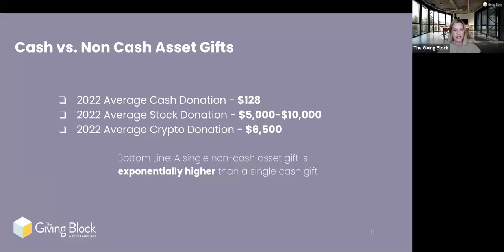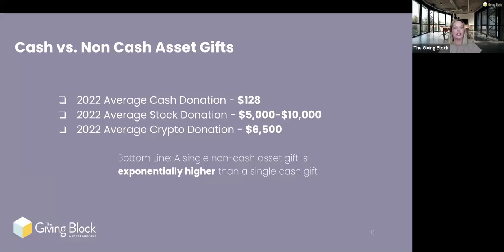But as you can see, the average stock donation ranged from about $5,000 to $10,000 last year, and the average crypto gift was $6,500. So really what you're seeing here is those non-cash assets are exponentially higher, actually in the range of 40 to almost 80 times higher than your average cash donation. So making sure you're getting the most out of your donors is critical, but not in a selfish way.